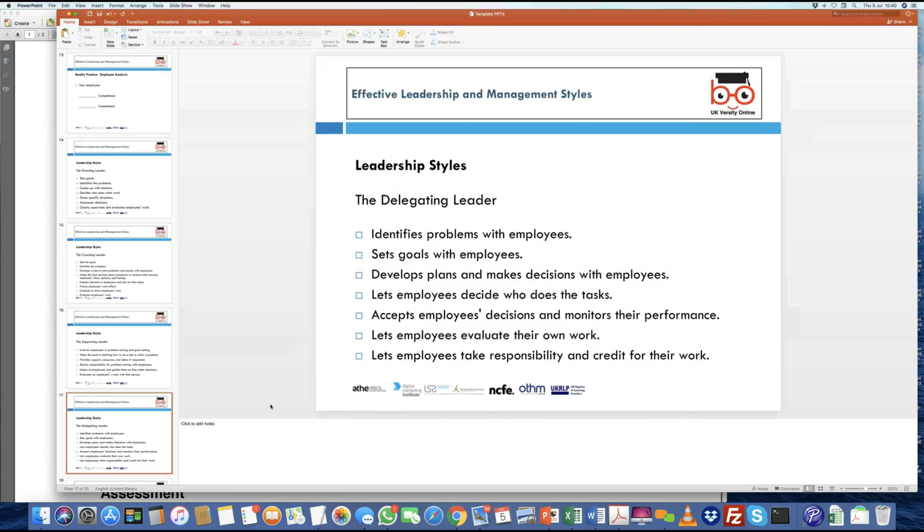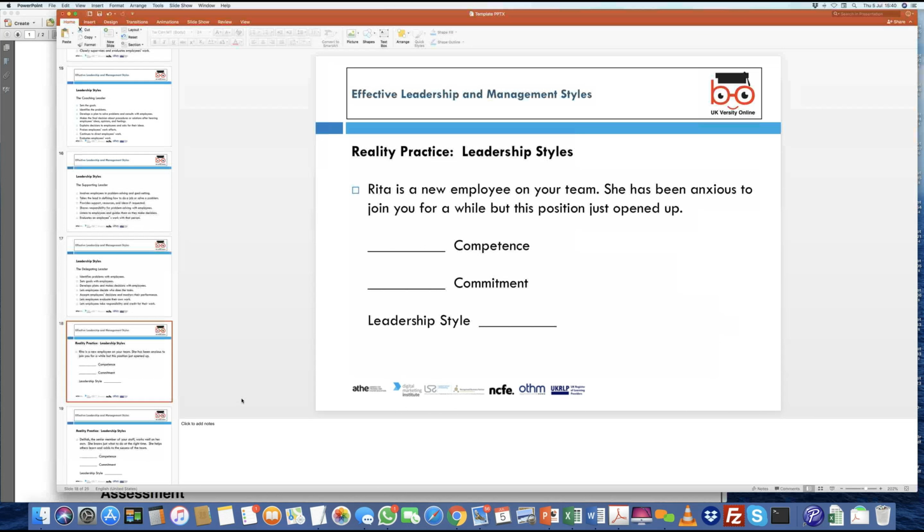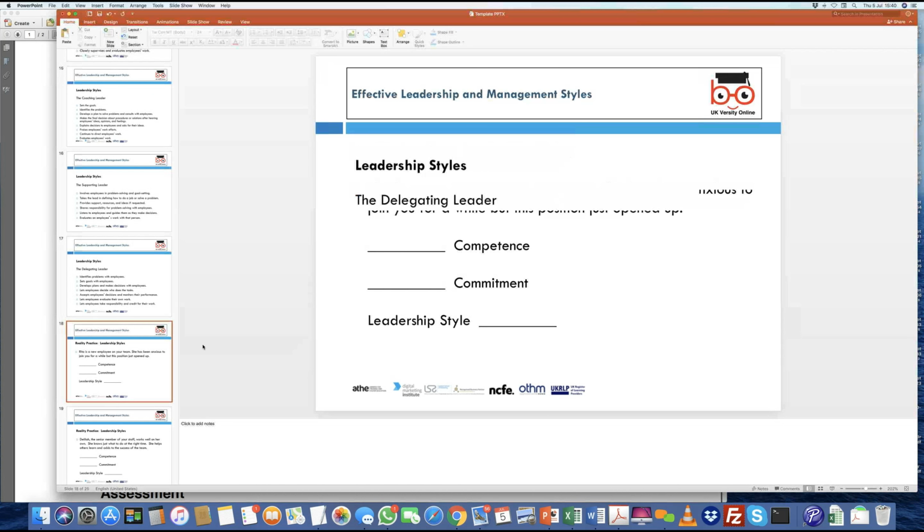Okay. Now, let's do another few quick checks. We have a new employee in the team, and she has been anxious to take the job and position which has opened up. We discussed that it was more to do with commitment rather than competence. What kind of leadership style do you think she had? Delegating, supporting, coaching, or directing?